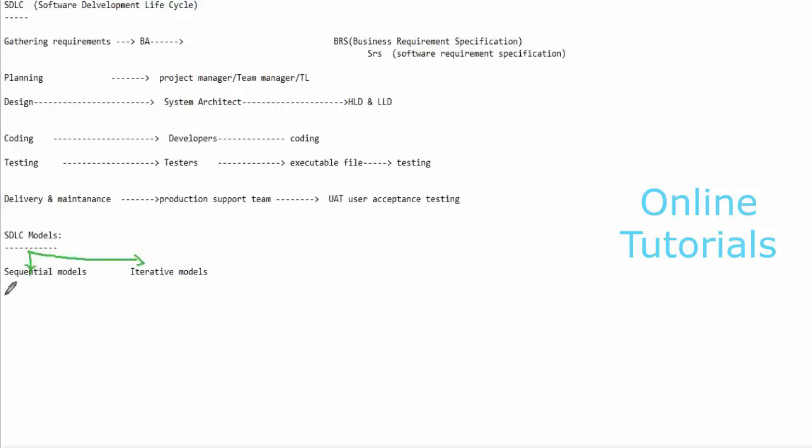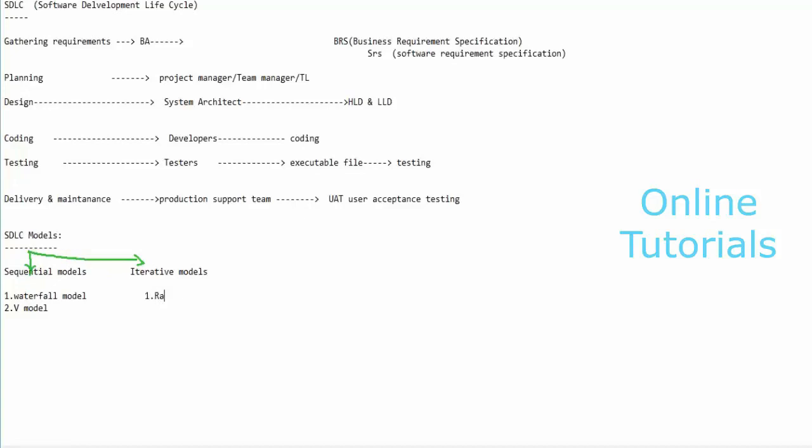In the sequential models, we have 2 further types. One is the waterfall model, and the second one is the V model. We already discussed the V model, the verification and validation part, right? It's the same thing. V model is nothing but verification and validation. Nothing is different here.